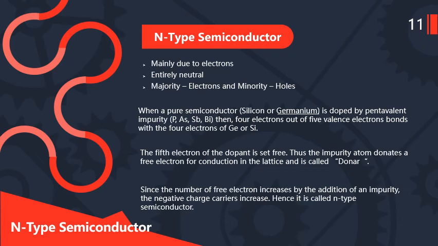In N-type semiconductor material, conduction is mainly due to electrons, and the material is entirely neutral. Majority carrier is electron and minority carrier is hole. So this is all about the N-type semiconductor material. कैसे हम बना सकते हैं N-type को? पेंटावेलेंट इम्प्यूरिटीज को ऐड करके प्योर सिलिकॉन या जर्मेनियम में, और N-type मटेरियल में मेजॉरिटी कैरियर इलेक्ट्रॉन्स होते हैं और माइनॉरिटी कैरियर्स होल्स होते हैं.